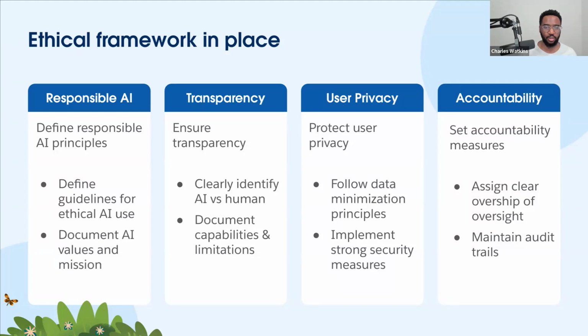Be transparent. There are some demos out there where folks are using AI and not having the AI identify itself. From my particular standpoint, I would say it's always best to be clear when an AI agent is being used in place of human labor. So clearly identify AI versus human, and then internally document the capabilities and limitations of those agents so you have a good understanding of what they're capable of doing.